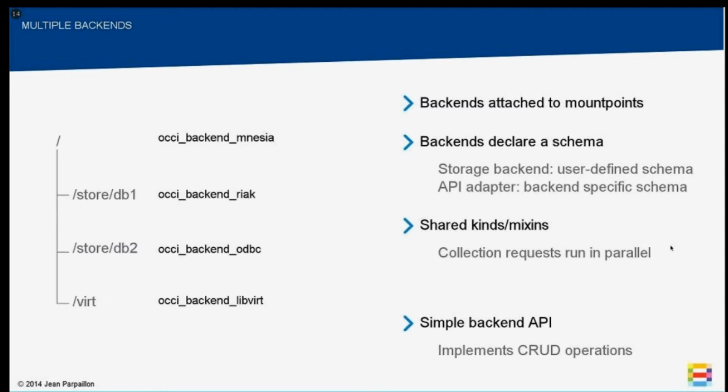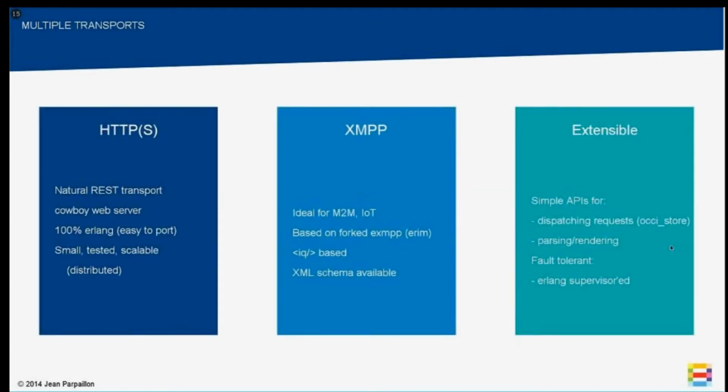If you want to write your own backend, you just have to implement the CRUD operations, which means create, retrieve, update, or delete of resources. We also handle multiple transports. As of today, we handle the HTTP family protocols, HTTP and HTTPS, based on the Cowboy web server, which is a pure Erlang web server, which means it's easy to port to any architecture. It is a small server, well-tested, scalable, and really dedicated to REST APIs, so it's really compact.